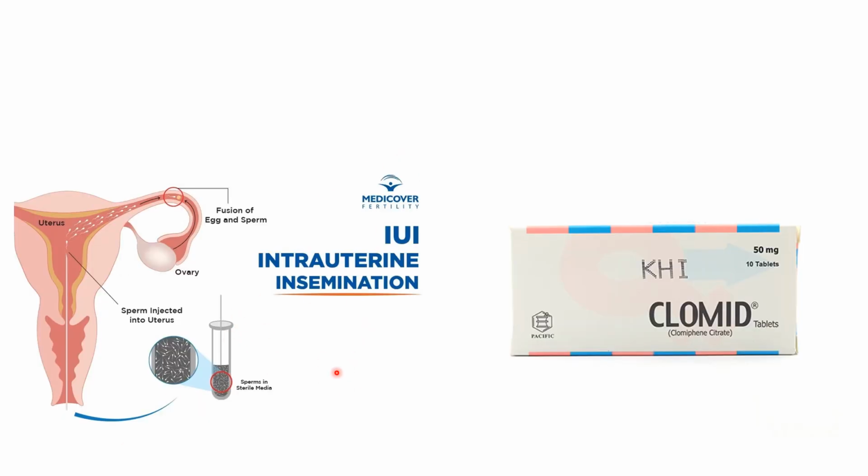This is the procedure of IUI. The semen is collected in a sterile bottle and it is injected through the cervix into the uterus of the patient using a sterile needle, at the time of ovulation. Then the fusion of sperm and egg occurs in the fallopian tube, and the natural process of fertilization is observed in IUI. And before performing IUI, ovarian stimulation has to be done.